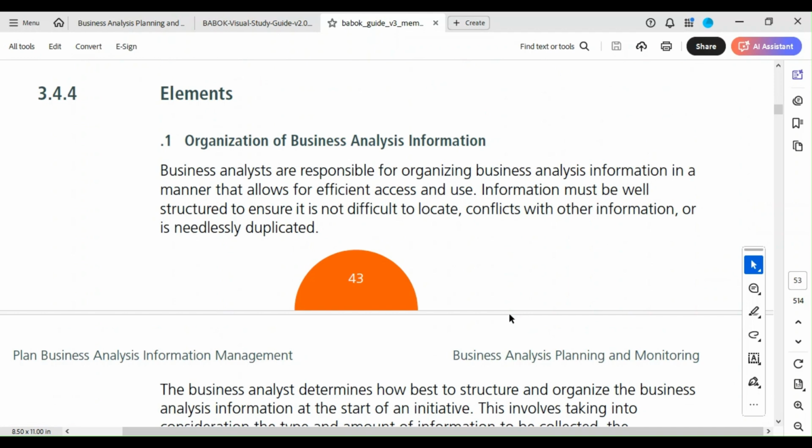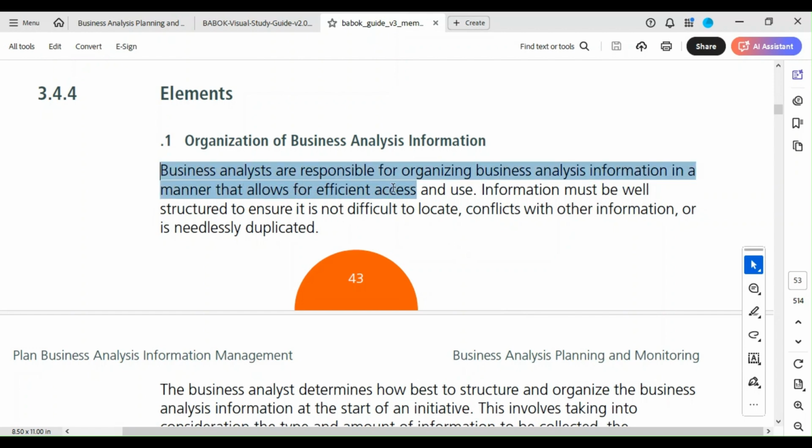Now, moving into the elements. So, what are the elements? What are the characteristics and stuff like that that make up your plan, your information management? One is organization of business analysis information. Business analysts are responsible for organizing business analysis information in a manner that allows for efficient access and use. Please take this as it is.